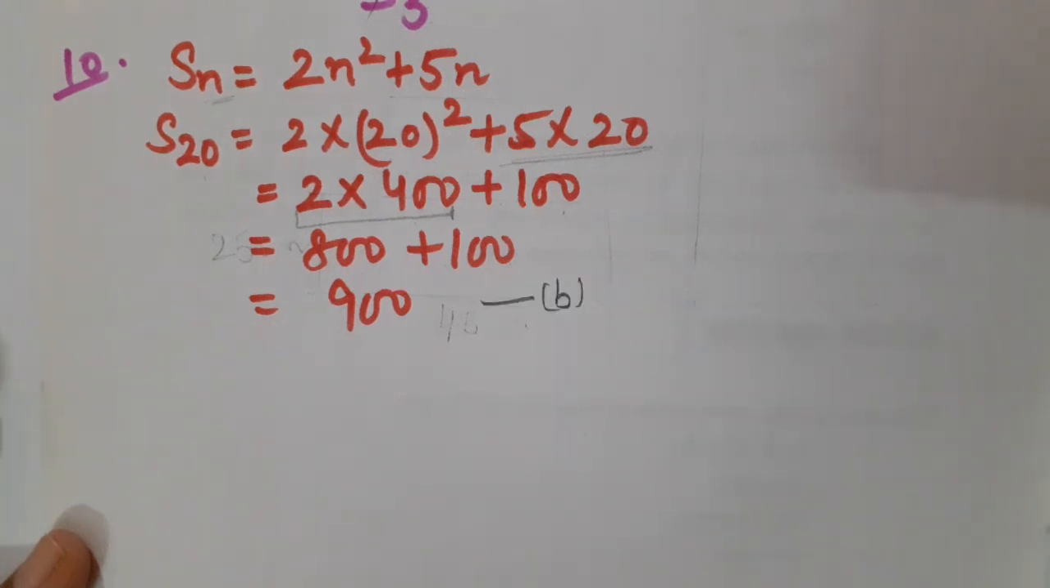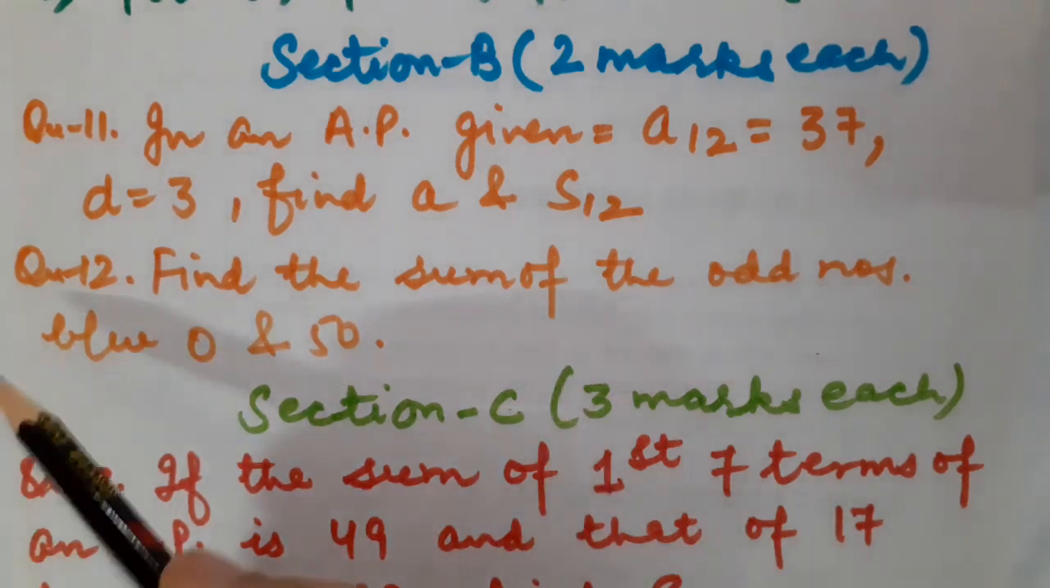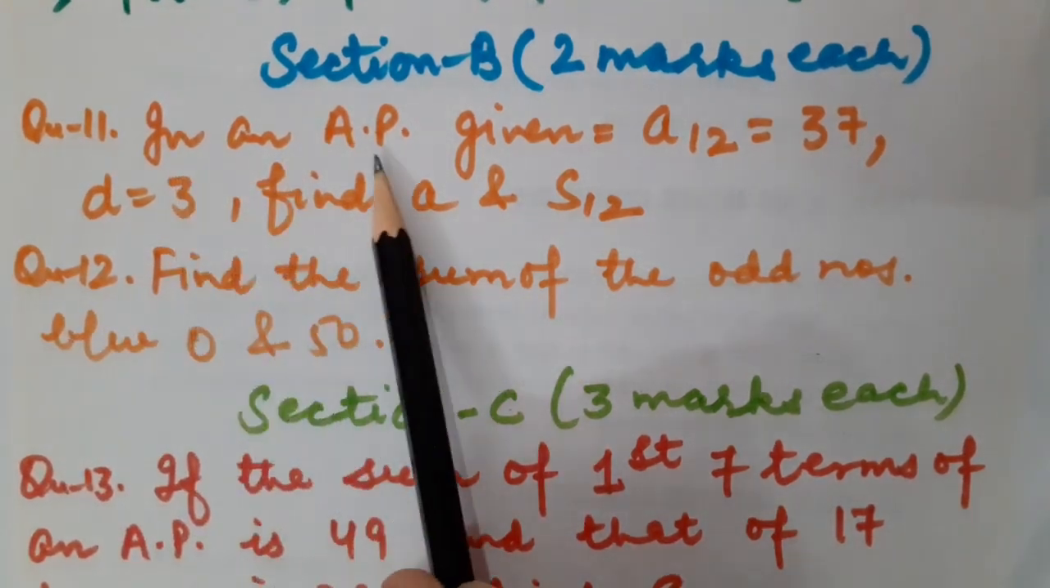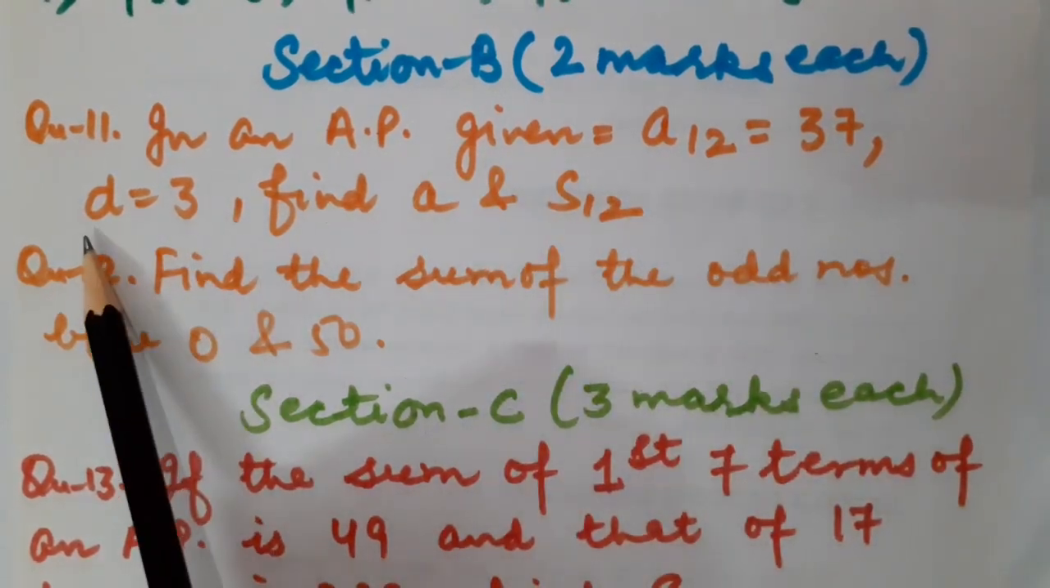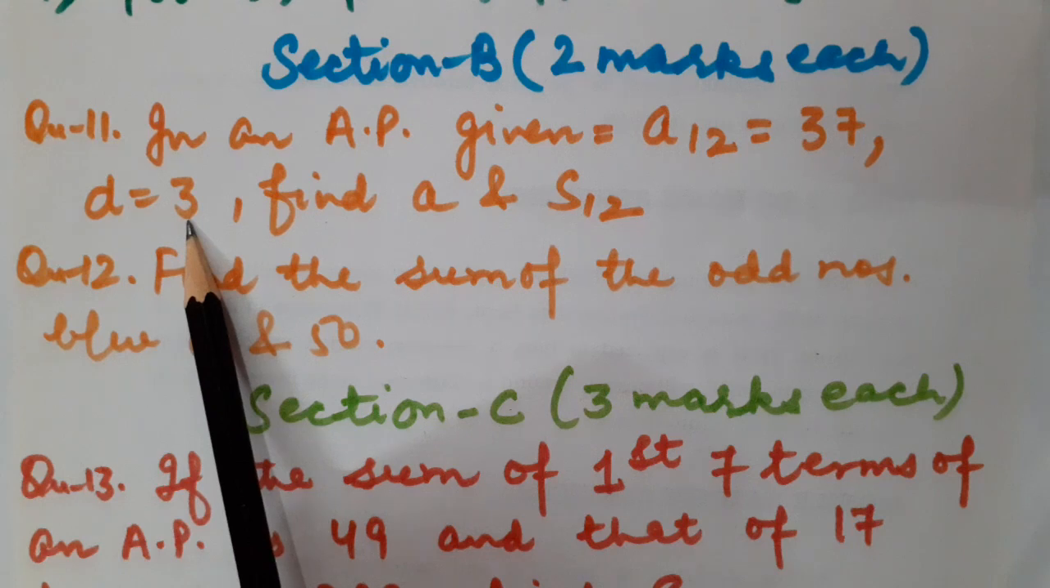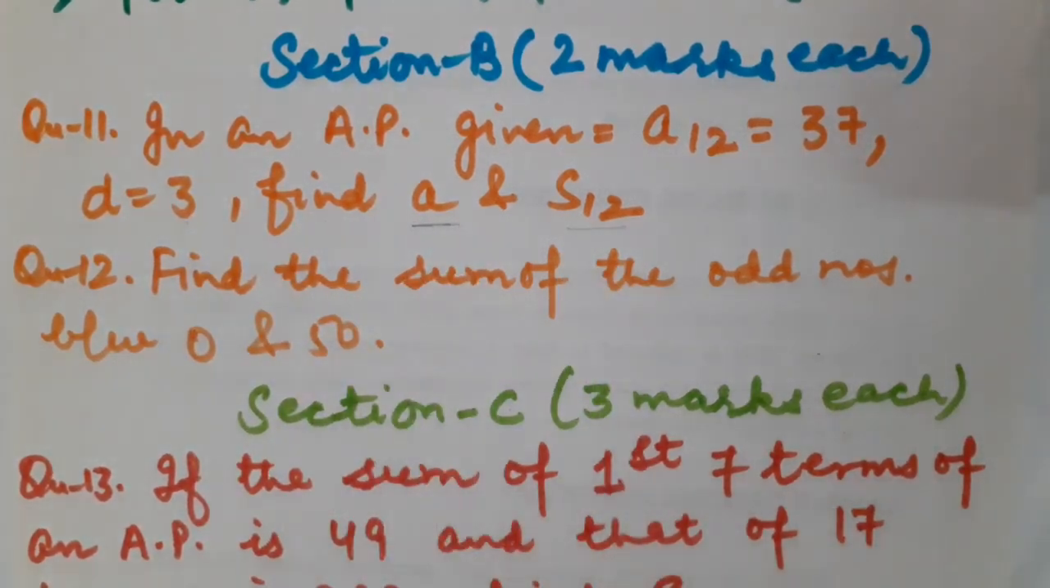Fine, students. Now children, I have discussed all 1 markers, which were all basically MCQs. Now I am going to switch to section B, question number 11, 2 markers each. In an AP, given A12 is equal to 37, D, which is the common difference, is equal to 3. You have to calculate A and the sum of first 12 terms of the AP.